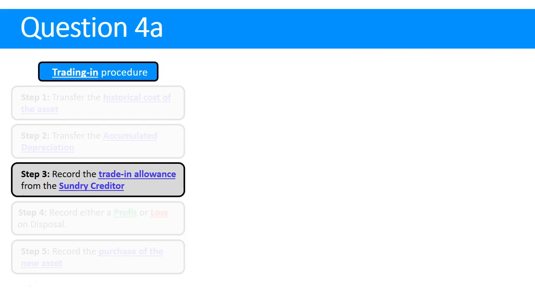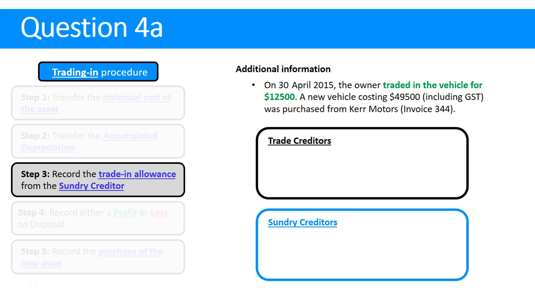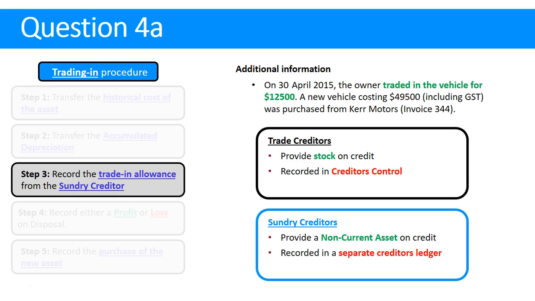Step 3 says record the trade-in allowance from the Sundry creditor. What's happening here is that we are trading in the vehicle to Kerr Motors. So what we want to remember is there's two types of creditors. There's trade creditors who sell us stock on credit, and there's Sundry creditors who provide us with a non-current asset on credit. If it's a trade creditor selling stock, they go in creditors control, but a Sundry creditor doesn't go in creditors control. They need their own separate creditors ledger. A trade creditor gets its own subsidiary ledger, whereas this Sundry creditor does not go in creditors control.